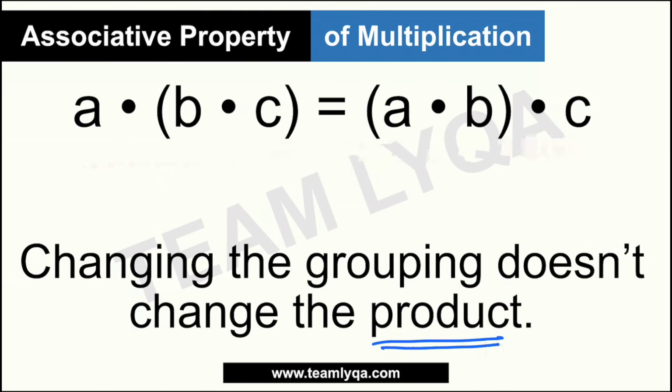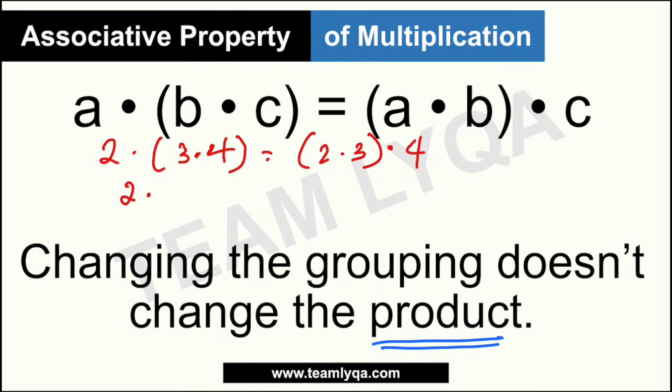Now, if we have a sample problem here, gamitin lang din natin yung same values. We have 2 times the quantity, 3 times 4. Okay? Equal ba siya sa 2 times 3, yung quantity na yan, times 4? Check natin. So, you have 2 times, and then 3 times 4 is 12. Tapos ito, magiging 2 times 3, which is 6 times 4. Now, ang 2 times 12 is 24. 6 times 4, 6, 12, 18, 24 is still 24. So, pareho lang nga din sila.